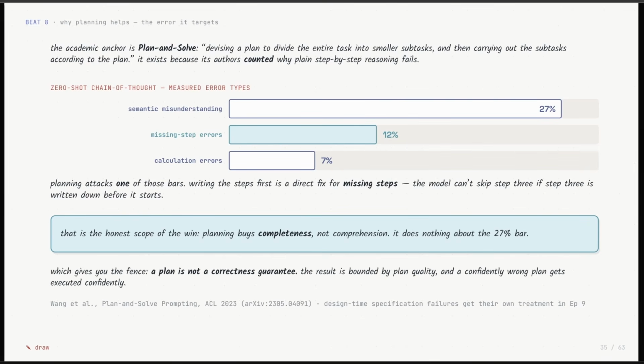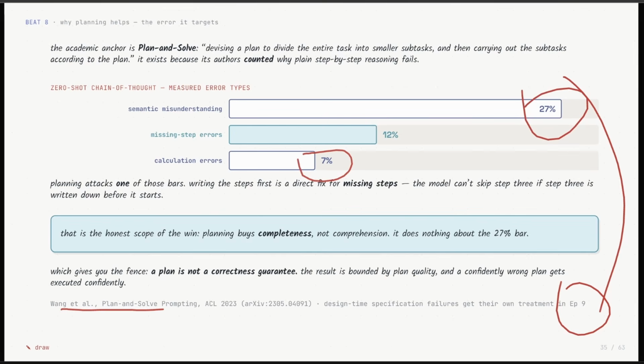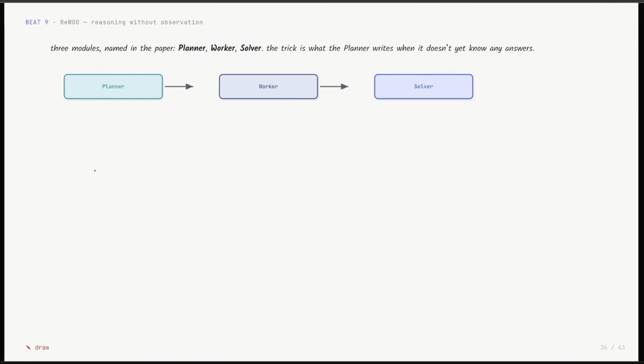The design time version of that failure is its own episode. We will talk about it later on in episode 9. But this is the paper that should be the reference, so keep this in mind. This is what people usually say: hey, prompt better, because many times you're having a semantic misunderstanding, or you actually asked your question in the wrong way to your own model. Now, this is an extreme version, and this is a part we should talk about.